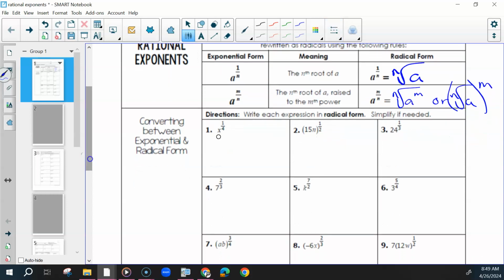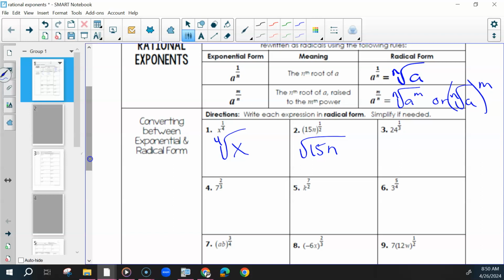So in number 1, I have x to the 1/4. That 4 would be my index, the n, so that would be the 4th root of x. And that can't be simplified more. That would just be your final answer. Number 2, because everything is in parentheses being raised to the 1/2, my index would be 2. You can put the 2 out here, but you don't need it. And everything underneath the radical would be 15n. If we could simplify 15, we would, but we can't because it would just be 3 and 5. It's not a pair.